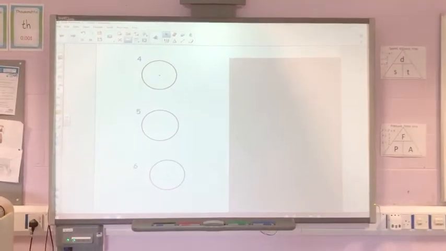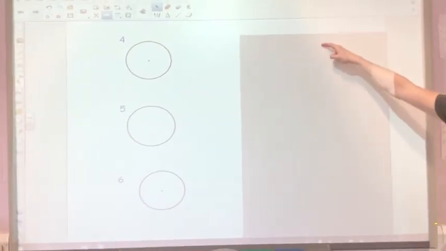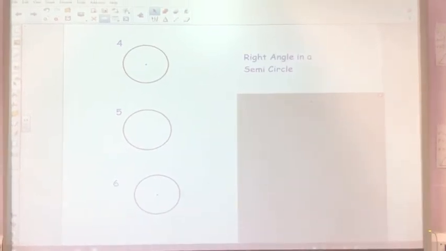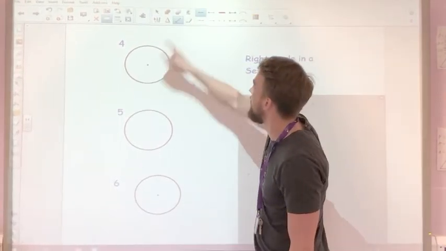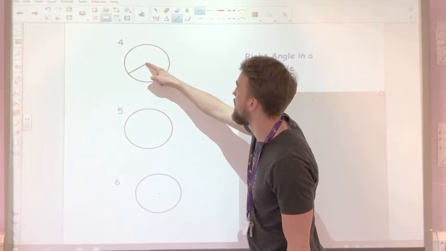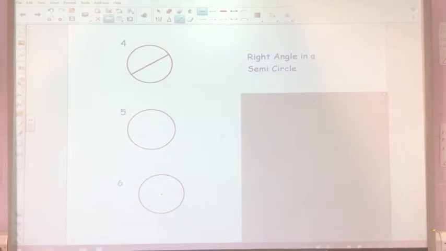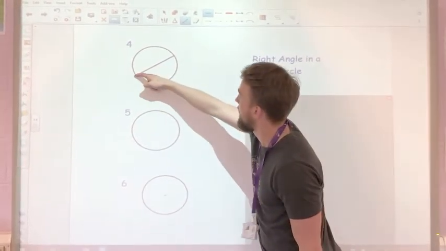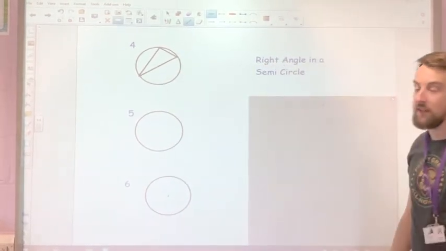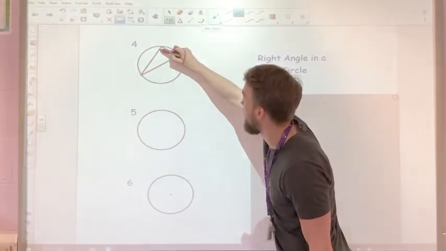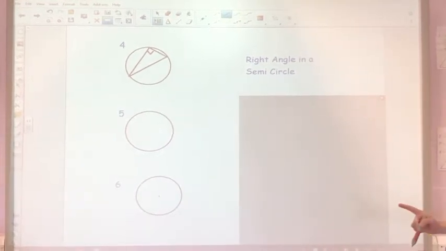On to the next 3 circle theorems, 4, 5 and 6. Number 4, we're going to call this right angle in a semicircle. Radius, another radius through the centre makes a diameter. You can see the semicircle forming now. So if I make a triangle inside that semicircle, what's important to know here is that that is a right angle. Now that will always be a right angle.